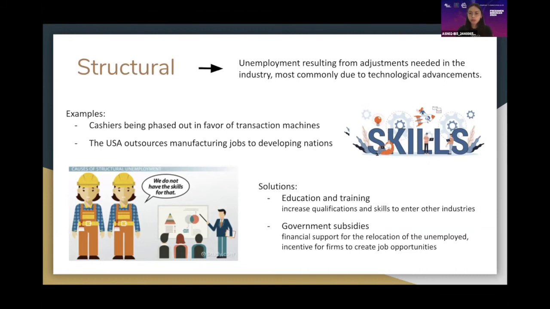Solutions for structural unemployment are first, education and training to increase the qualifications and skills of the unemployed to enter other industries. And two, government subsidies, which can help support people who are unemployed and relocate them to areas that are not depressed. They can also give incentive for firms to create job opportunities for the unemployed. And also, as Fabian said before, lowering benefits for the unemployed can also help motivate the unemployed to increase their skill sets and find a job elsewhere.